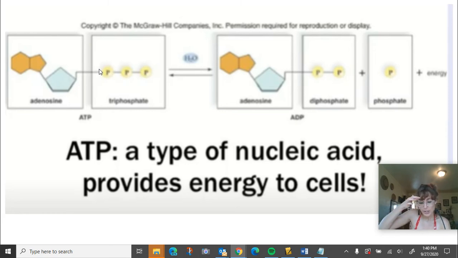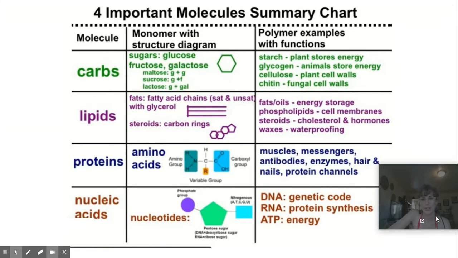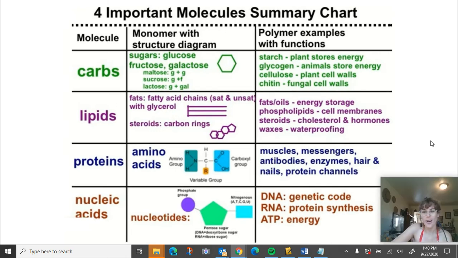Okay, so now let's wrap it up. You have gone through all of the macromolecules with me. This is me giving you a golf clap. I could also cheer, but I'm in my apartment, so it would feel a little weird to cheer in my living room. So let's go through our summary chart.